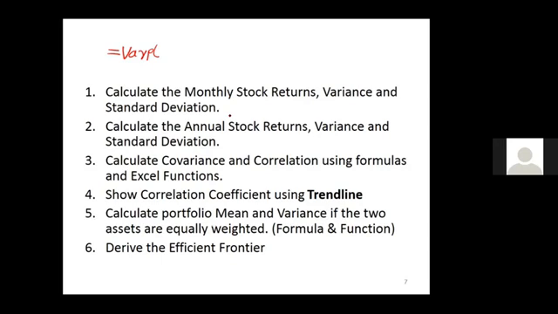In order to get the standard deviations, we have to take STDEVP. Again, we enter the equal sign STDEVP, within brackets, highlight the particular range. Then we can go with the standard deviation. That is the monthly mean, monthly variance, and monthly standard deviations.